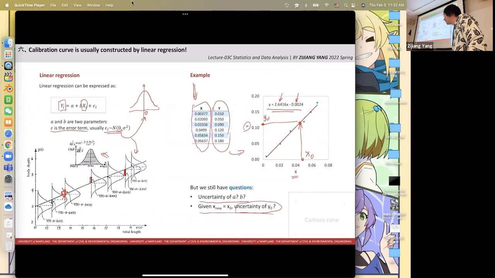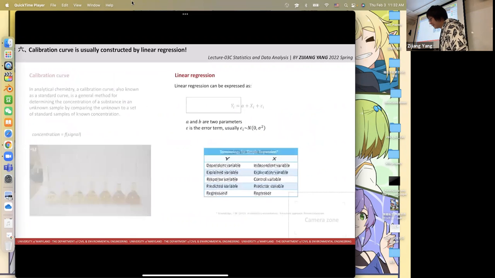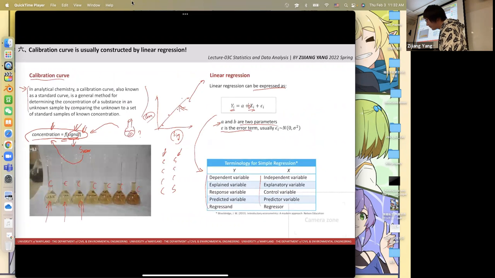Yes, I have a question, but it's on the last page. Could you back it up? Yes. Just the example you gave us about the concentration and signal, you plotted a calibration curve. I just want to make sure, are you sure the x should be the signal and y should be the concentration? Oh yeah, that's a good question.